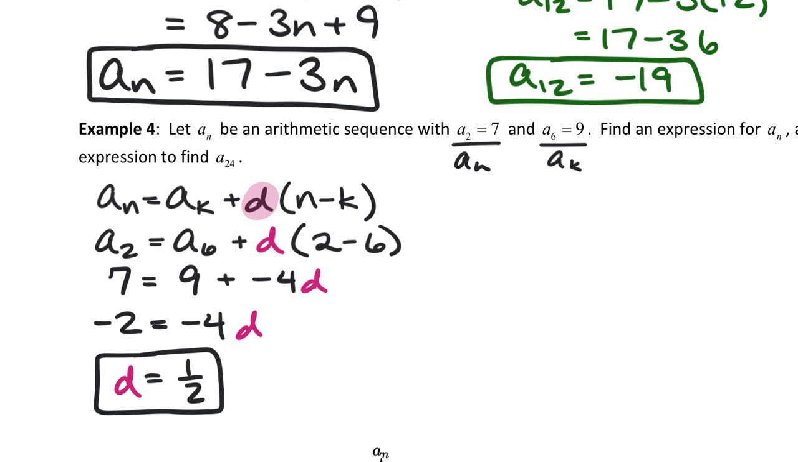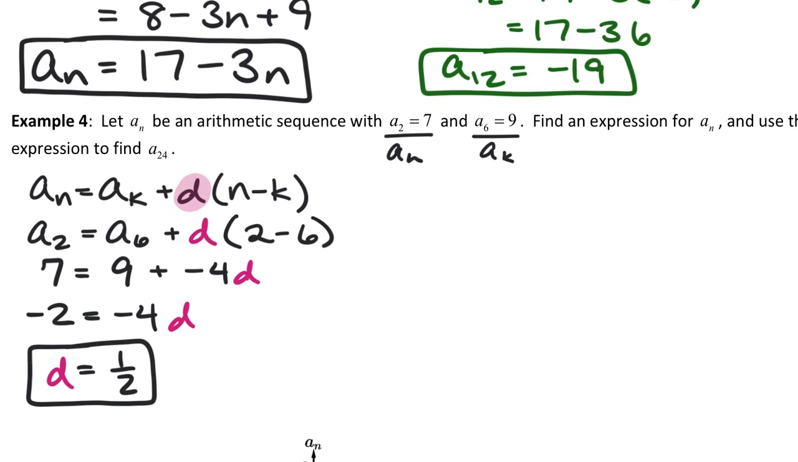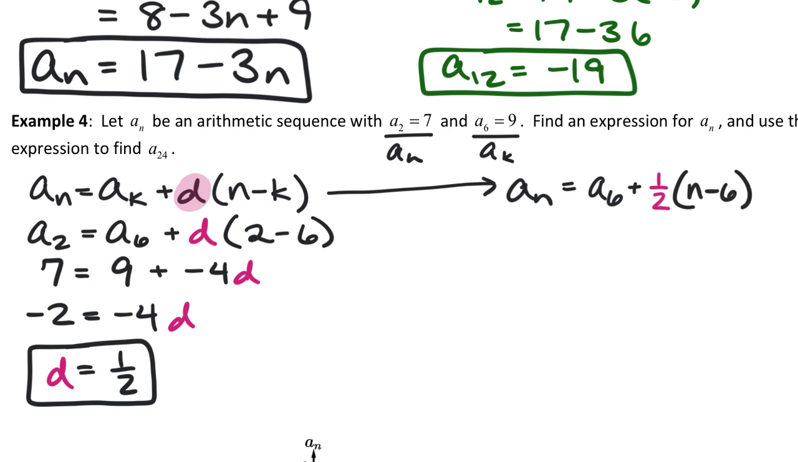Awesome. Now we can use that common difference to write our formula. It does not matter whether you use a sub n or a sub k in your formula, but since we already put a sub 6 in that location, we're just going to stick with that. So we go back to the original formula, and we're going to fill this in. But we're going to leave the a sub n and the n as those letters, like x's and y's. So this is going to be a sub 6 plus 1/2 times n minus 6. Putting the n's back.